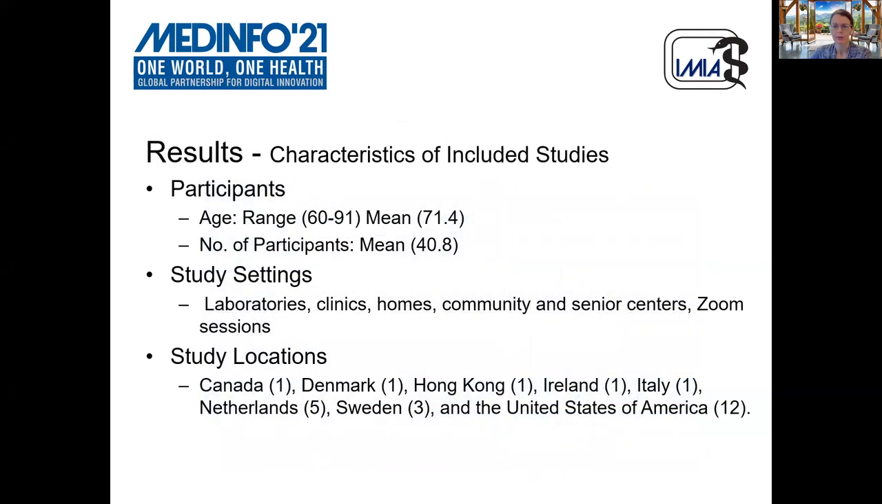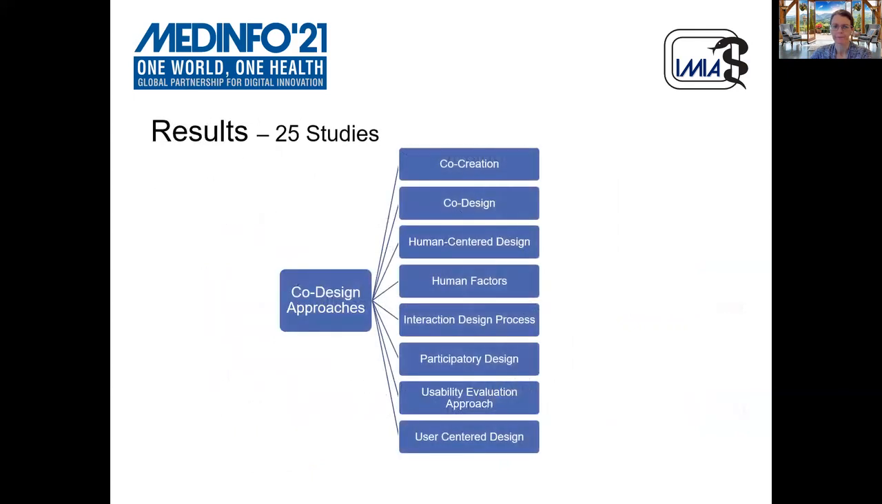Overall, our studies included participants in the age range of 60 to 91, with a mean of 71.4 years of age and a mean sample size of 40.8 when we included all participant types. The study settings included laboratories, clinics, homes, community and senior centers, as well as Zoom sessions. Studies were completed in the 8 countries displayed here.